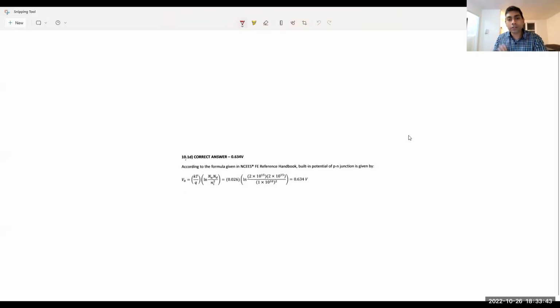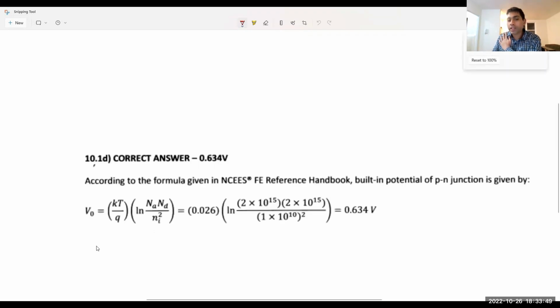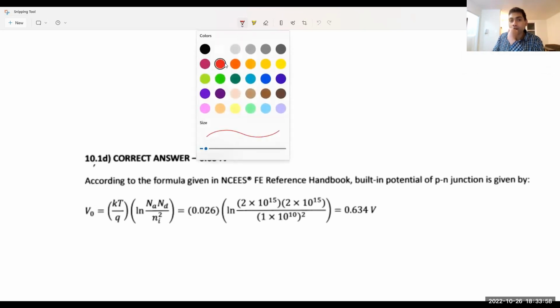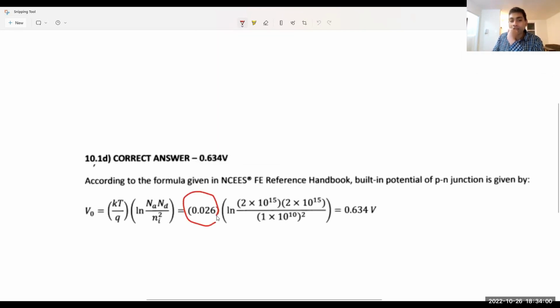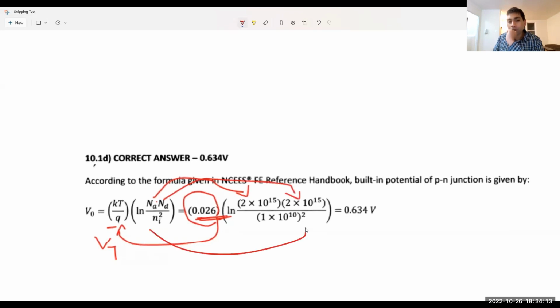So let me just go through the solution. Okay, so what they did, let me zoom it in. This is the equation that you would be using, and it was already given to you, as we discussed, in the reference handbook. The Boltzmann constant, kT by Q, this thing is always constant. So this is actually Vt. This is represented by Vt. Remember I was talking about it. So this is 0.026, and NA was given, and ND was given, and Ni was also given.